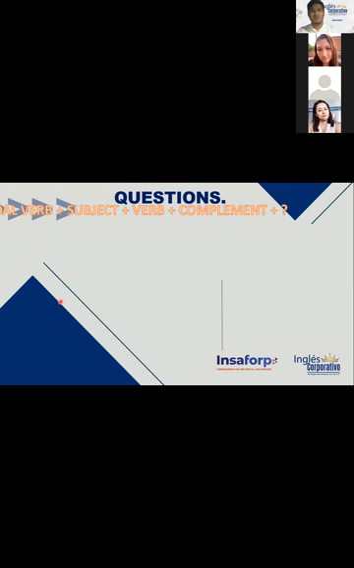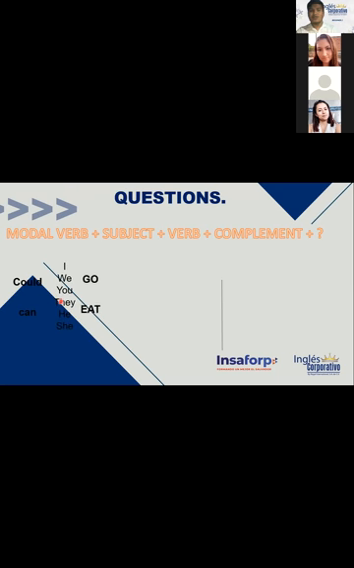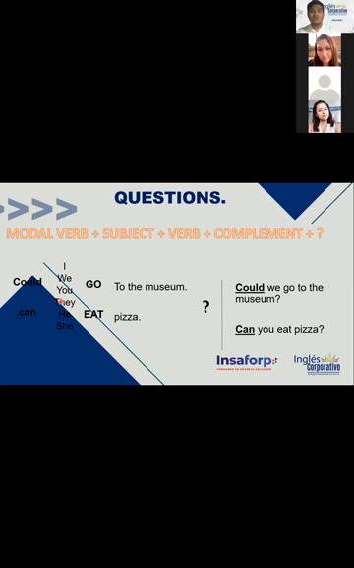But what is the difference with this one? Very simple. In this one, we do not use a WH question. We only use the modal verb. So we have two ways of creating questions with the modal verbs, can and could. Let's see some examples. Could we go to the museum? Can you eat pizza?